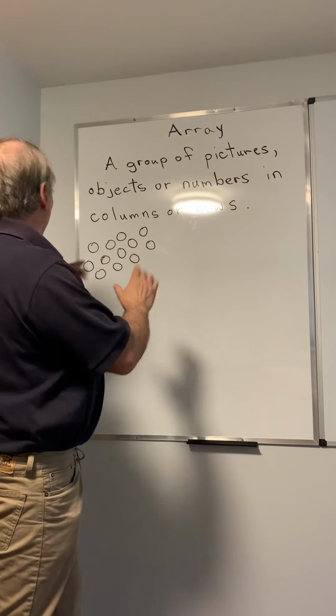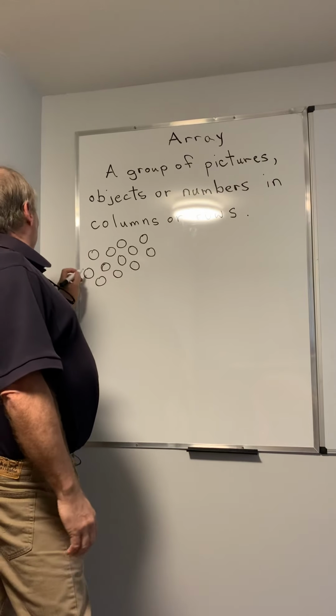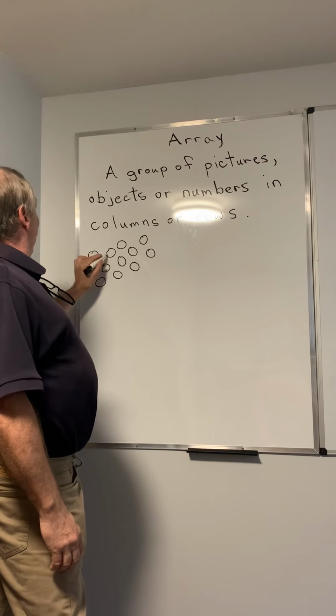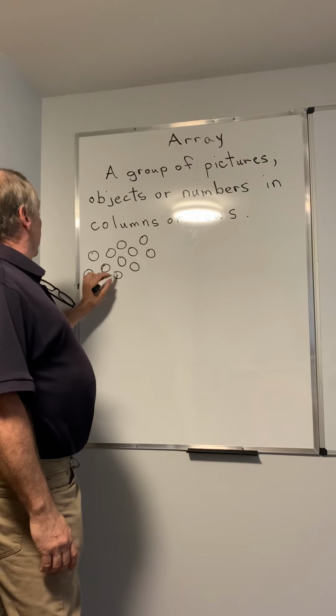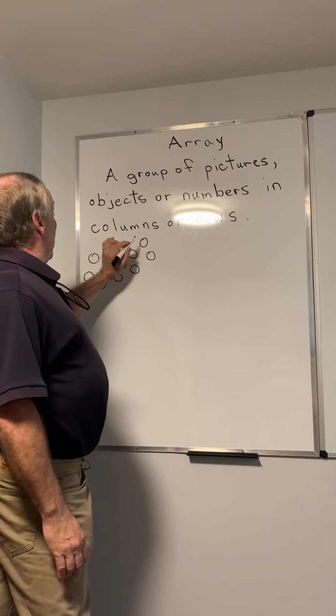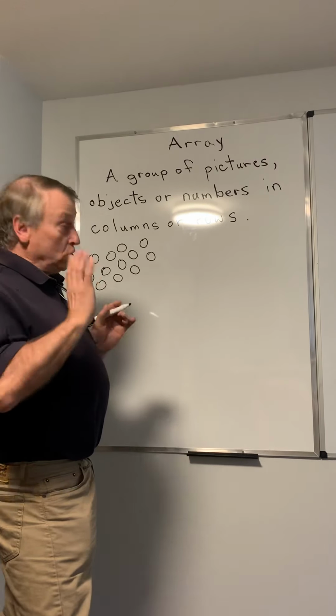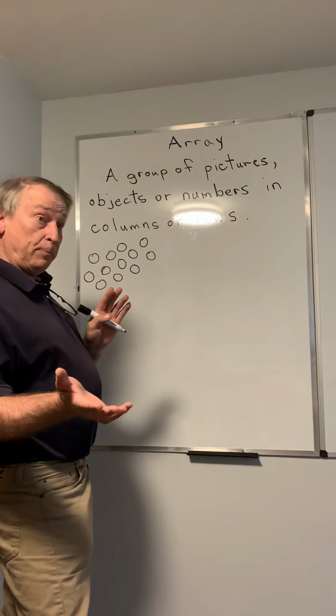So how we're going to do it, we're going to count them first to figure out how many there are. So we've got 1, 2, 3, 4, 5, 6, 7, 8, 9, 10, 11, 12. So we have 12. So I could do it probably a couple of different ways.